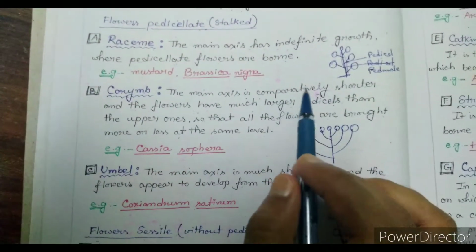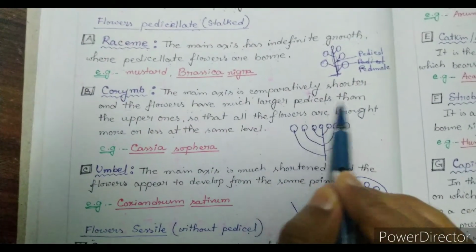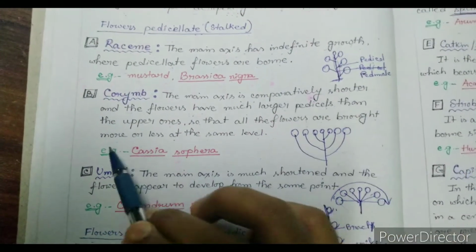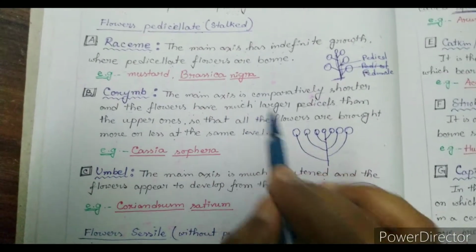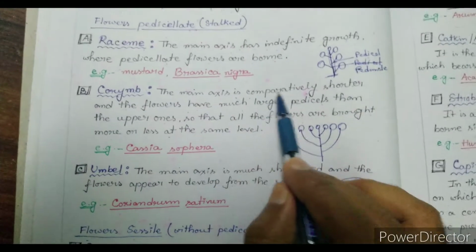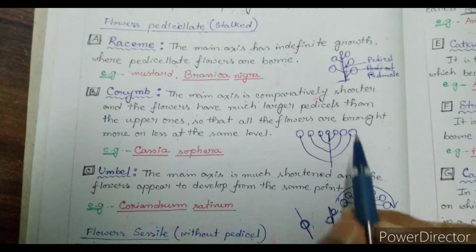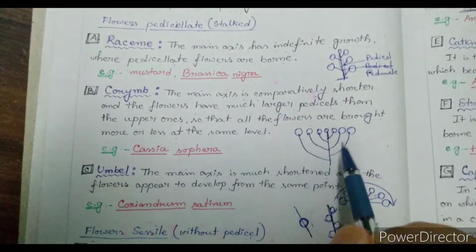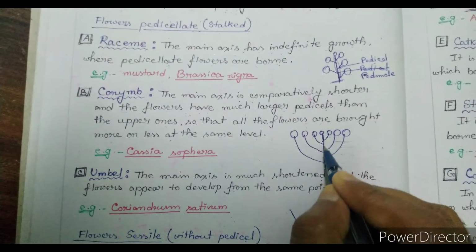The main axis is comparatively shorter and the lower flowers have much longer pedicels than the upper ones, so that all the flowers are brought more or less to the same level. Just match the language with this diagram. This is the main axis, comparatively shorter. The lower flowers have much longer pedicels than the upper ones. This is the pedicel and this is the peduncle.